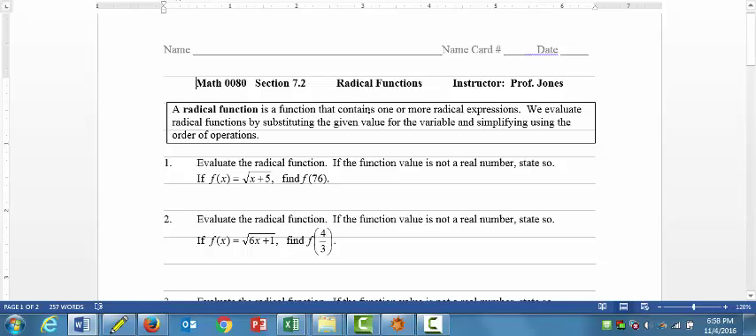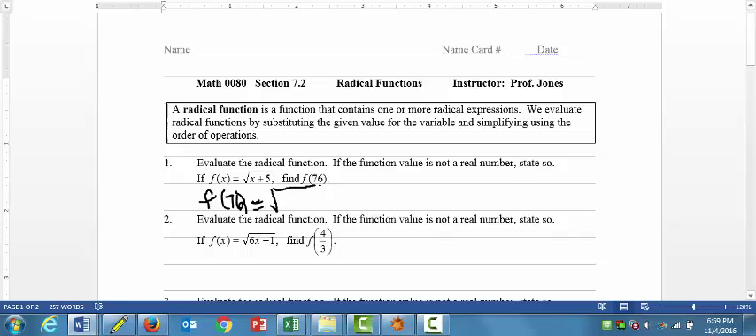So on number 1, if we want to find f of 76 when f of x is the square root of x plus 5, we simply do what you learned at the beginning of the semester and even in introductory algebra. We basically replace the x with 76.